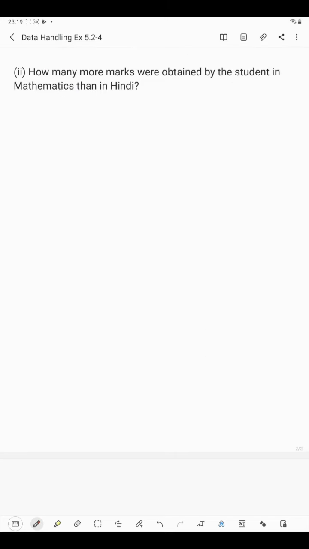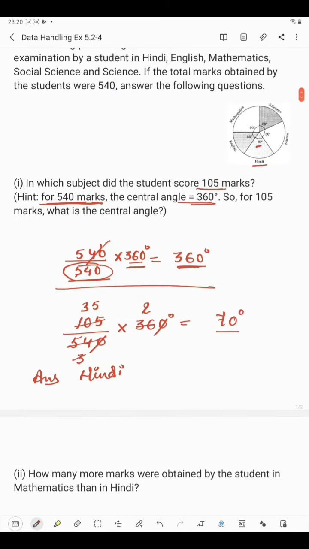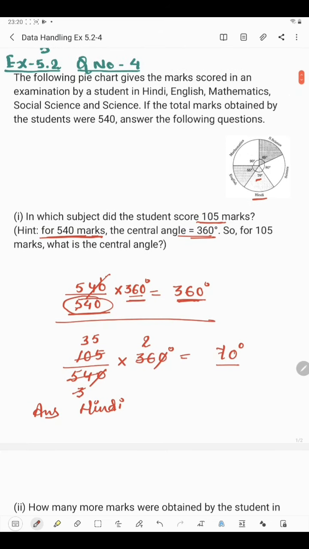Now in the second part we have: how many more marks were obtained by the student in maths than in Hindi? We have to find how many more marks he has got in maths, right? Here it is said that in maths he has got more than in Hindi. Now we have to find the difference between these two, the difference between maths and Hindi. So for this we need to find the score in maths and in Hindi. So here a pie chart is given.